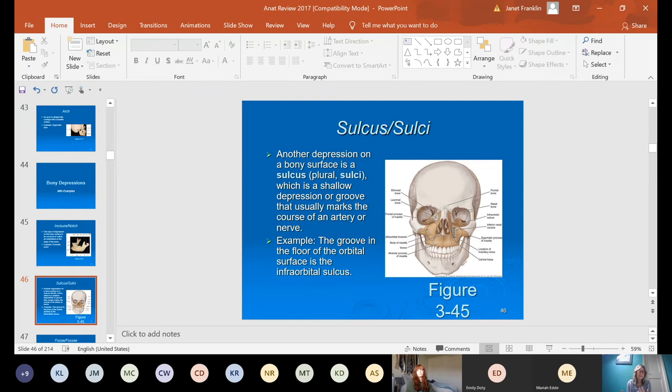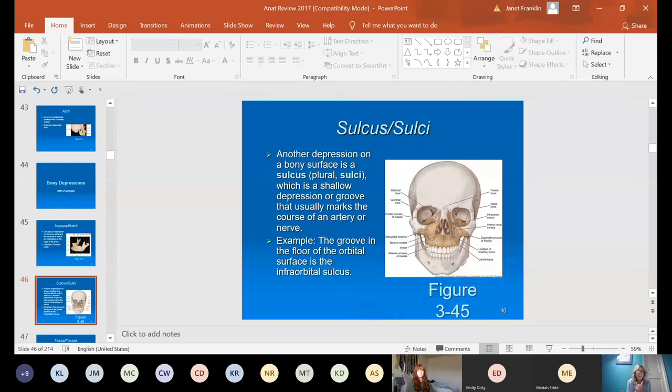Okay. The groove in the floor of the orbital surface is the infraorbital sulcus. That's the example they're trying to give you on the bone, but think more, like I said, in terms of when you're probing. The sulcus is shallow. In this case, they're saying on a bony surface.